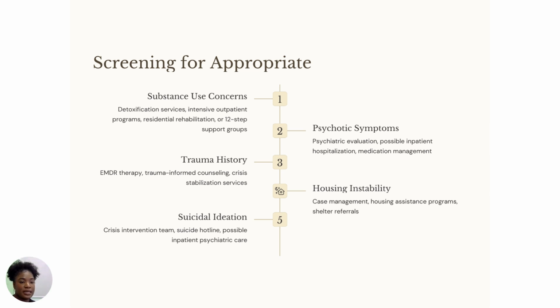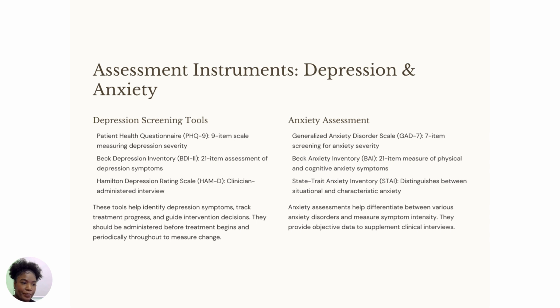So this is a timeline for how you should screen for appropriate modalities. Are they using substances? Are they having psychotic symptoms? Is there any trauma? Do they have stable housing? And do they have suicidal or homicidal intent? This is important. I mentioned this earlier.